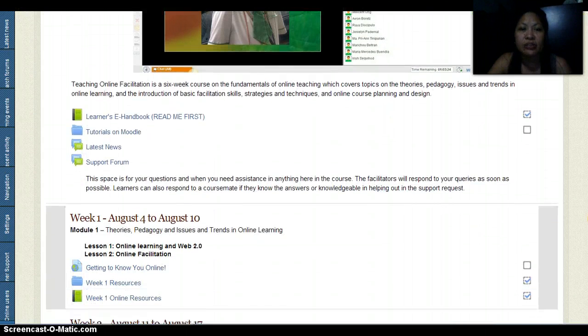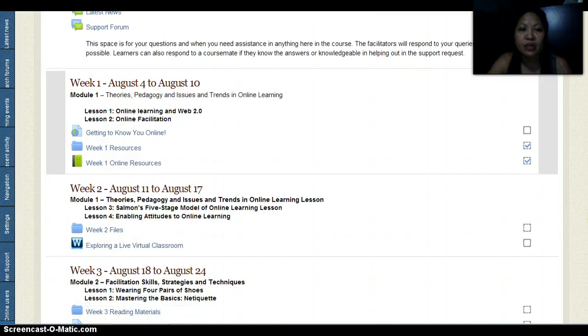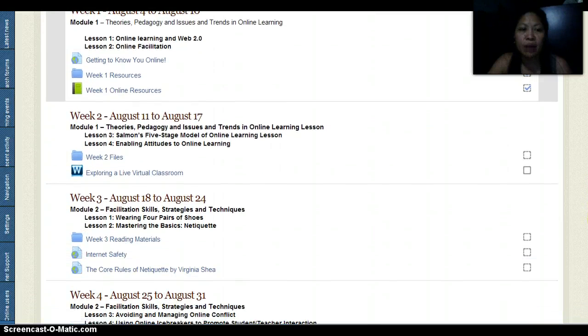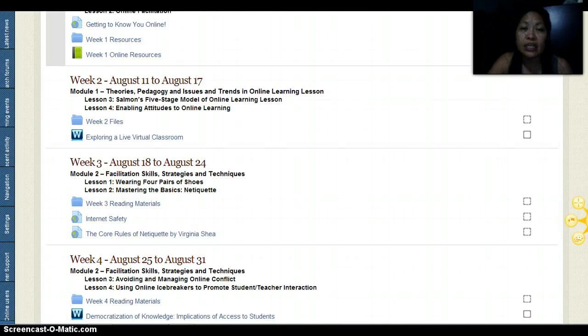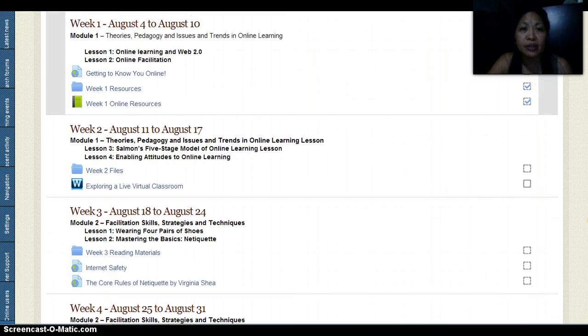So if you browse down, you will see the different weeks and the topics. And by the way, I already uploaded all the resources which you can read in advance if you like. If you're a fast reader, you can do that. But the activities will be done simultaneously every week. But again, this is flexible because this is asynchronous learning. We will not be meeting at the same time online, except for the webinars, which are live sessions.